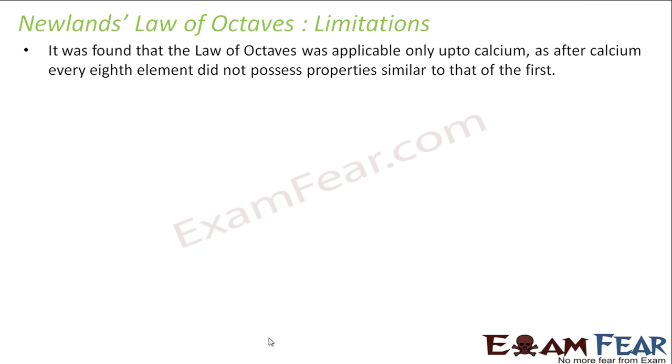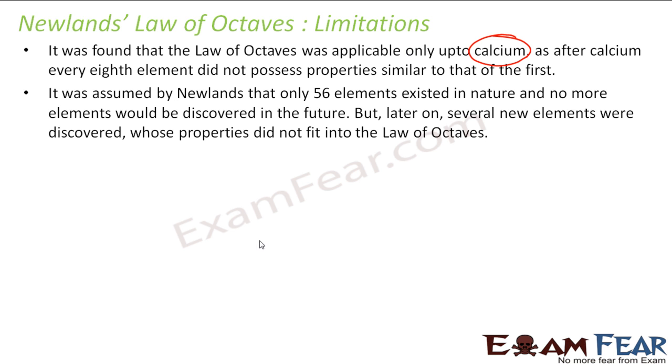So the limitation of Newlands' law of octaves is that it is applicable only up to calcium. After calcium, whatever new elements were found did not fit in his table, right? Only till calcium this was fine. After calcium, the repetition of property was not perfect. It was assumed that only 56 elements existed, because at that time only 56 elements were known, but later on new elements came. Chemists discovered a lot of new elements, and the new elements never got a space in his table.